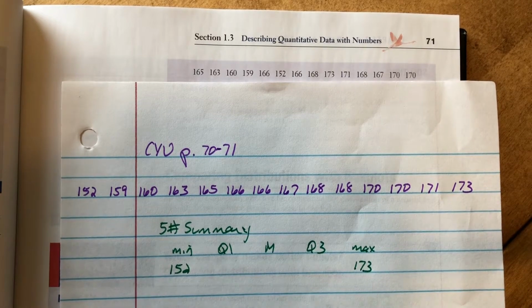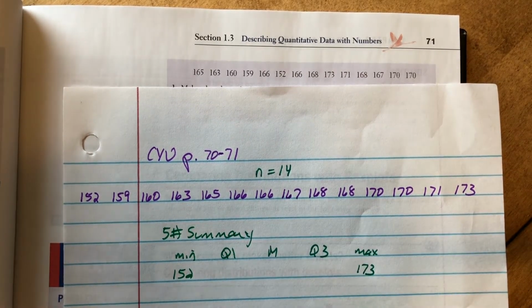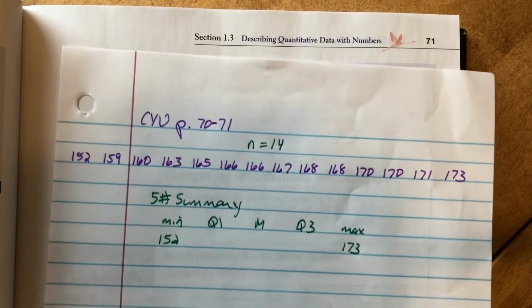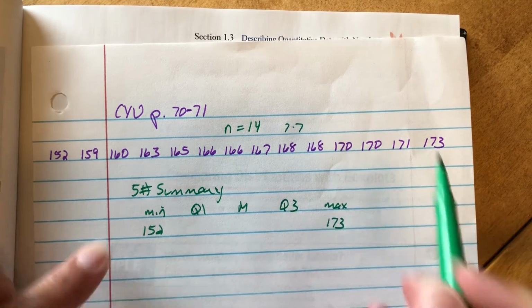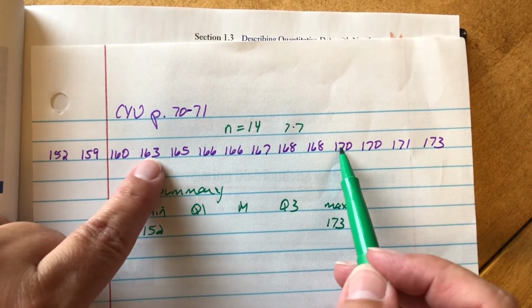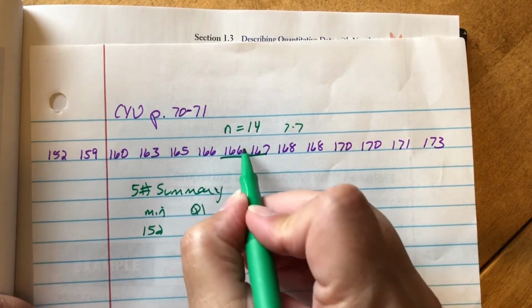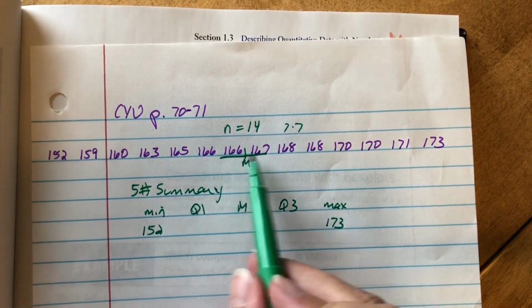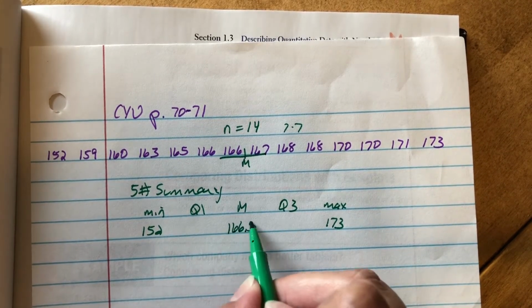Okay, median's in the middle. How many did they say we had? 14. Our sample size is 14. So to get into the middle for the median, I need to go in 7 and 7, right? And I'm gonna have to average them. So 1, 2, 3, 4, 5, 6, 7. So in here is my median. So the average of 166 and 167, I know that's 166 and a half.